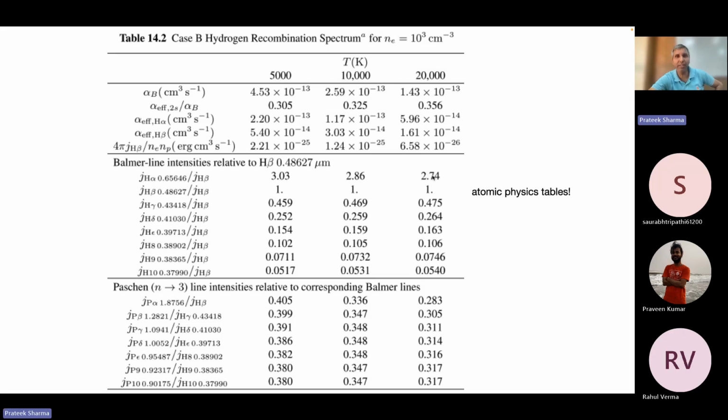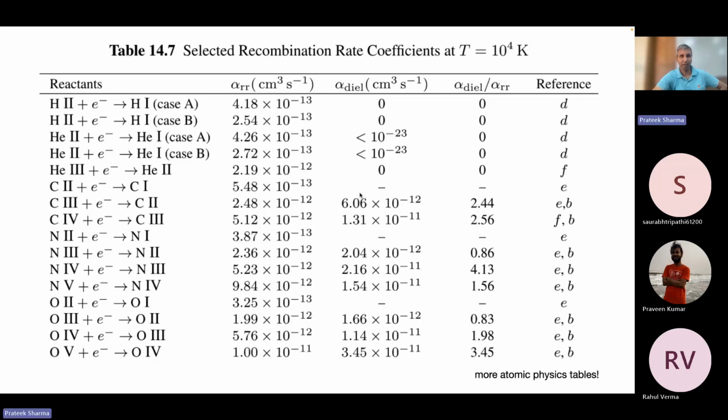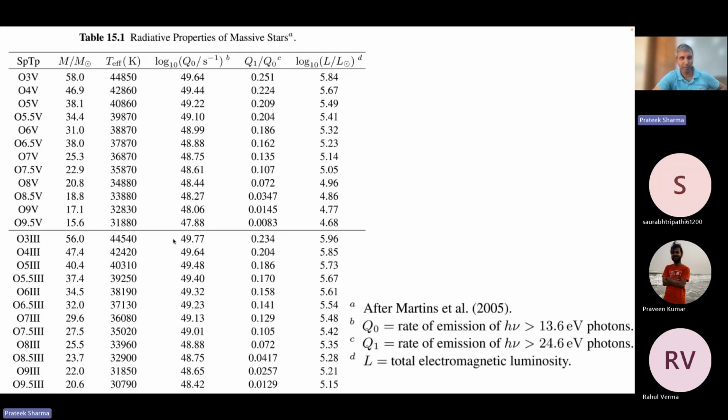So as you increase the temperature, this ratio becomes smaller, because H beta is more accessible. Beta is n equal to 4, and n equal to 4 is more populated at higher temperatures compared to lower temperatures. So these tables are there, and that's what astro people would use. They won't in principle do the atomic physics calculations. Similarly, there are recombination rate coefficients and tables of those. Okay, let me skip this.